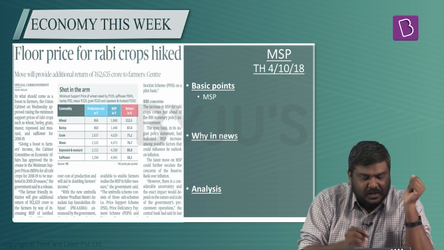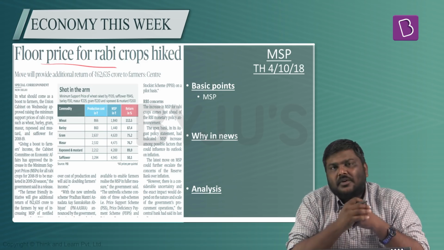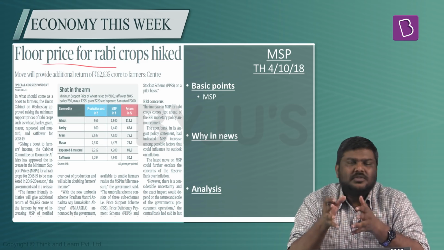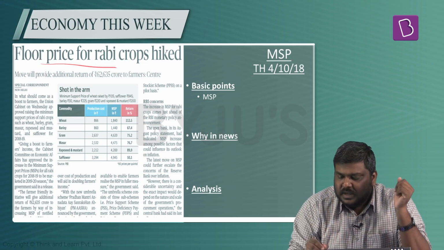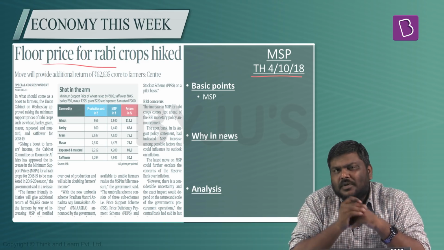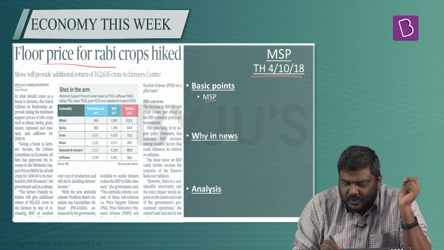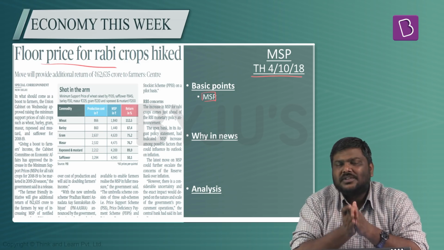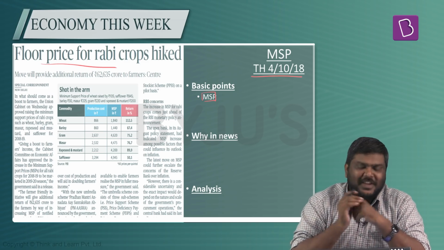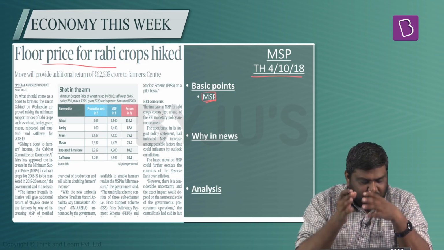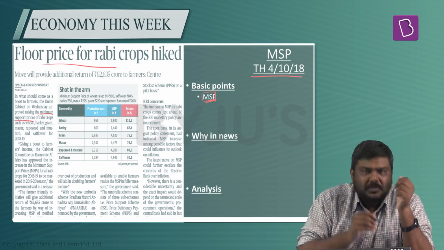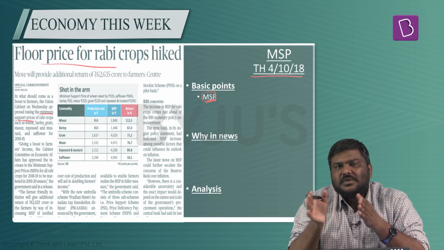The third article is related to the increase in MSP for Rabi crops. Now floor price is also referred to as MSP. This appeared on 4th of October. What are the important basic concepts you need to understand? First and foremost, you need to understand what is the concept of MSP. MSP basically stands for the minimum support price. What is the concept of a minimum support price?